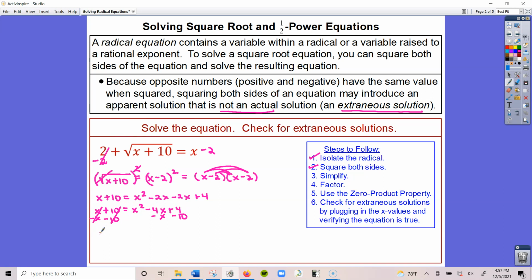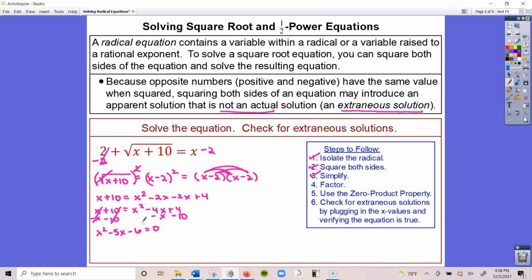So let's write this out. I have the x squared. Negative 4x minus x is negative 5x. And positive 4 minus 10 is negative 6. Equals nothing left, so 0. So I have simplified. Now that it equals 0, my next step is to factor.